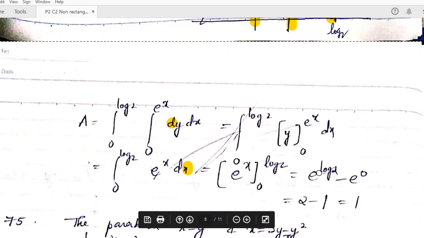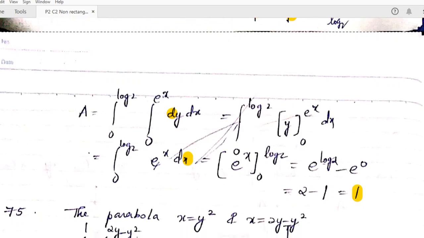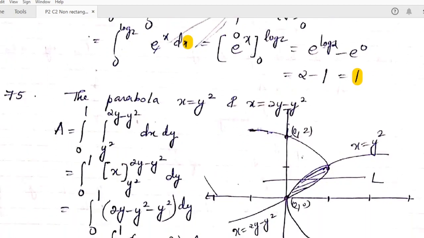So you put upper limit minus lower limit. You get e raised to log 2 minus e raised to 0. E raised to log 2 is 2, minus 1, that is 1. So this is our answer. Now next we have question number 75.